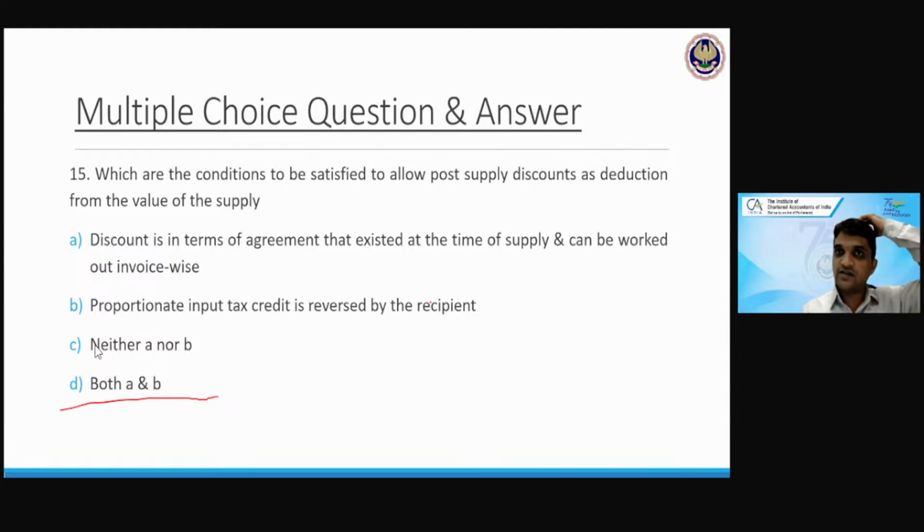What are blanket subsidies? Subsidies which are not linked to the price of a product, but just given as a whole, saying that, okay, your costing is increasing. You need to set up a factory. For that, I will give you a subsidy. That is called a blanket subsidy, where it is not linked to the price of the product. They are called blanket subsidies.